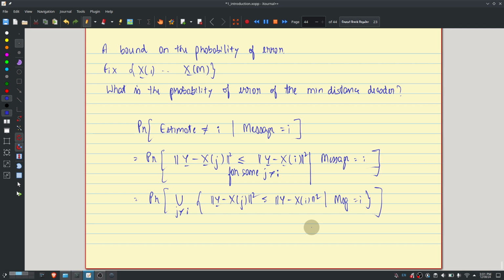I'm sorry? Can you speak up? Why are we not considering y? You mean to say why this is a union over all j not equal to I? Well, that's because when does an error occur? In this case, the jth code word is closer to y than the ith code word. If the ith code word is the closest code word, then it's not in error, right?